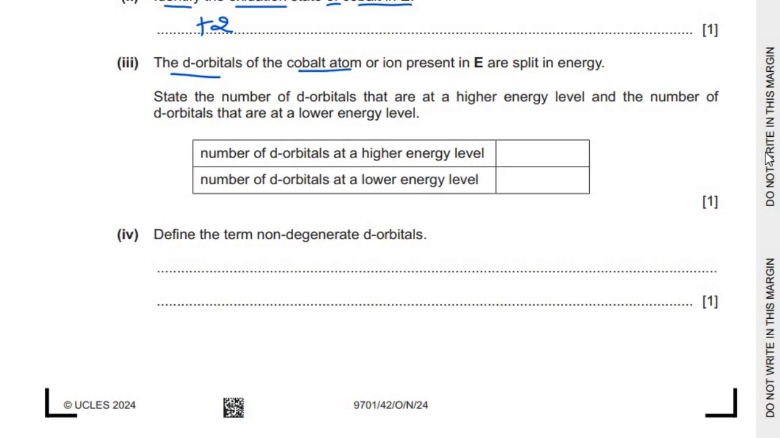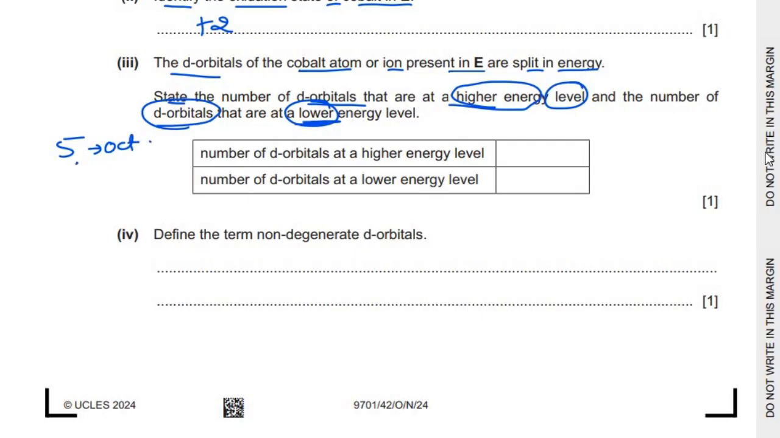The d orbitals of cobalt atom or ion present in E are split in energy. State the number of d orbitals that are at higher energy level and the number of d orbitals that are at lower energy level. Now if it is forming an octahedral complex and there are 5 d orbitals, out of the 5 d orbitals there will be 3 orbitals at the bottom and 2 orbitals on the top at the higher energy level. So at higher energy level there are 2 orbitals, and at the lower energy level the d orbitals are 3. In an octahedral complex this is the sequence, but if it's a tetrahedral complex then the sequence will be reversed. That is, at higher energy level there will be 3 and at lower energy level there will be 2 d orbitals.